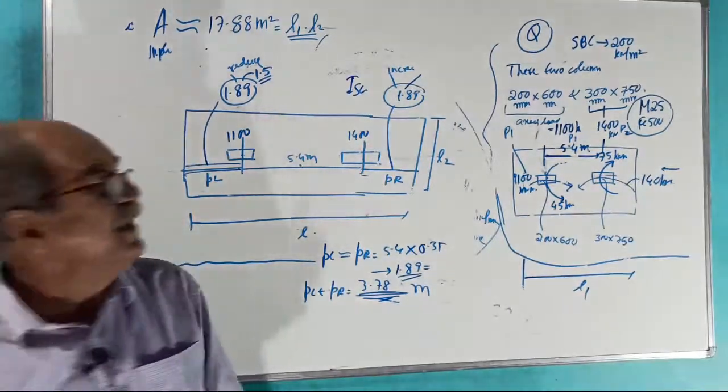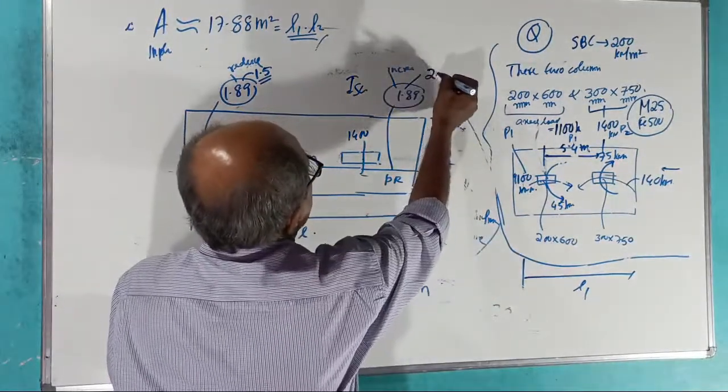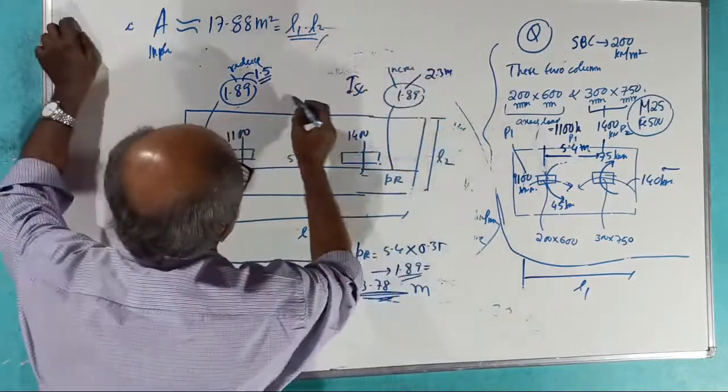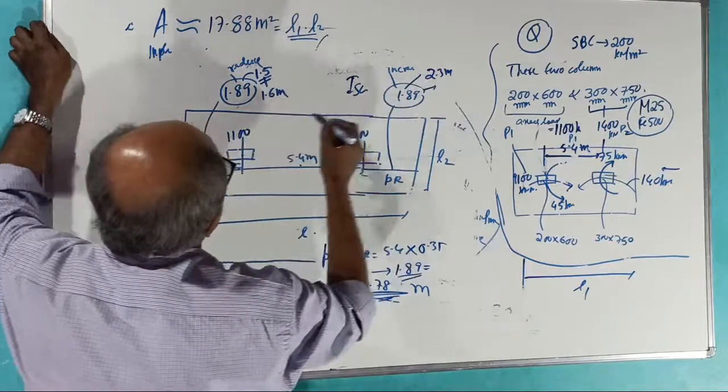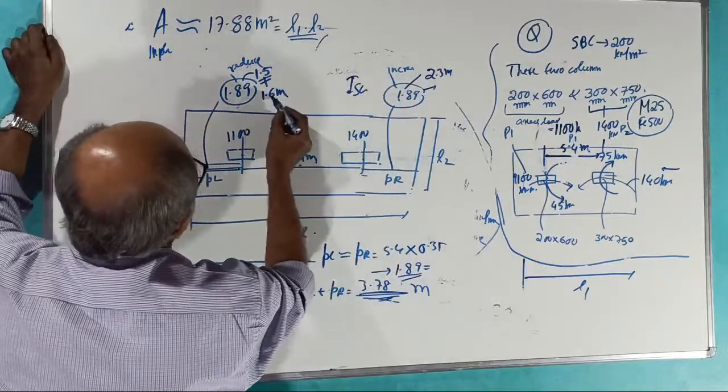2.28, or I can make 2.3 meter. Okay. Or you can make 1.6 meter. Other one, tell me. Or one more, make 1.6 meter.